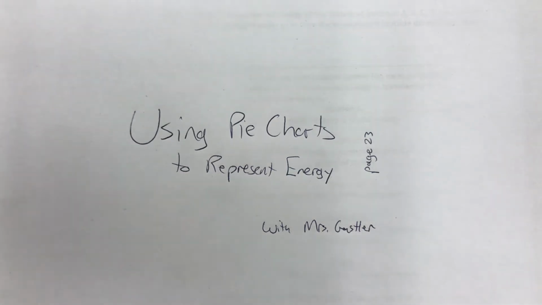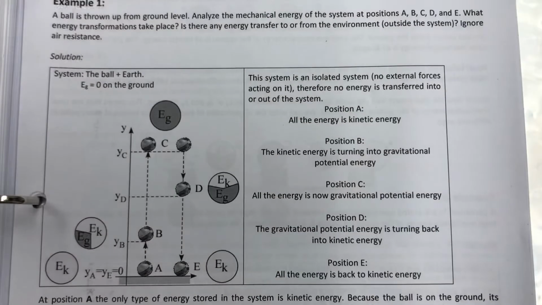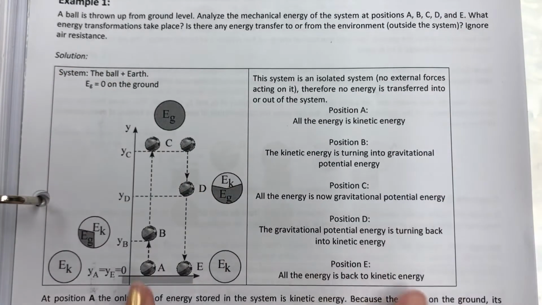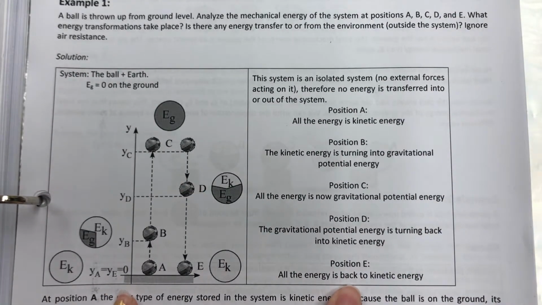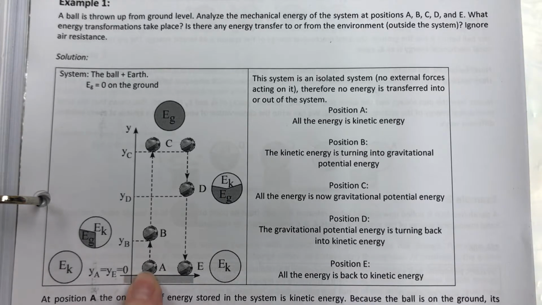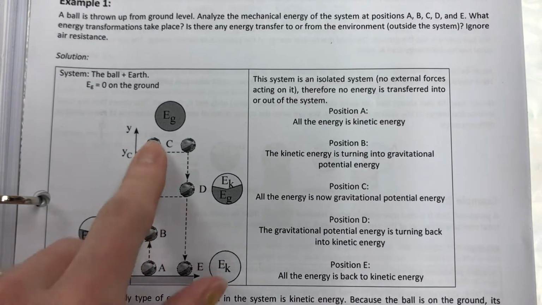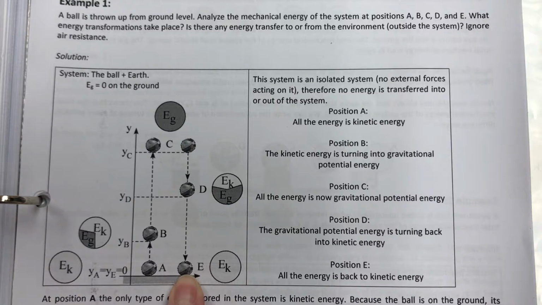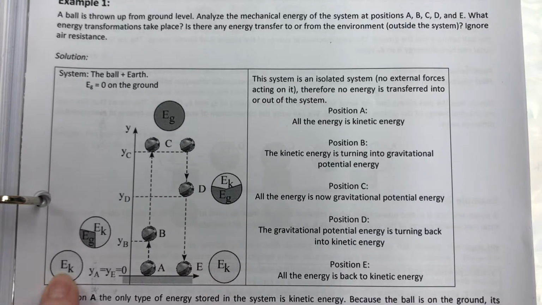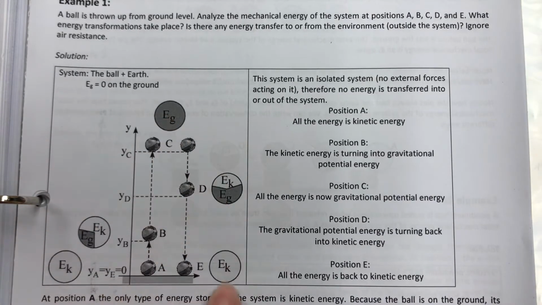We're going to be looking through the information in your packet that begins on page 23 about using pie charts to represent energy. What I've got here in my picture is the first solution to drawing a pie chart to analyze the energy of a ball that has been thrown upward from ground level, reaches the top, and comes back down. So this is like a comic strip showing individual points where the ball is, and then we've got a pie chart for each of those points to show what kind of energy there is.